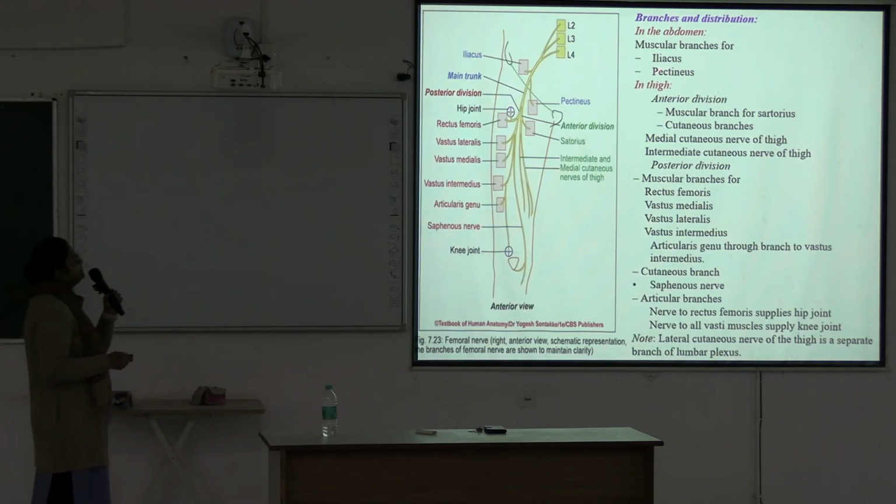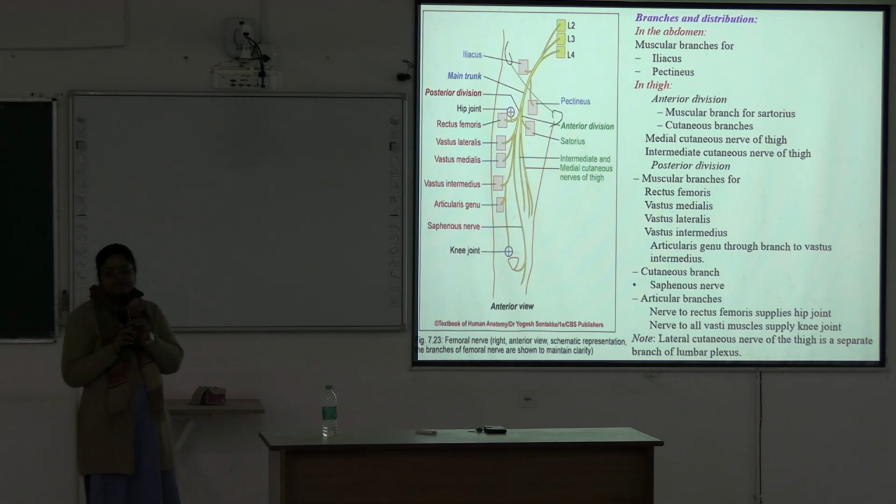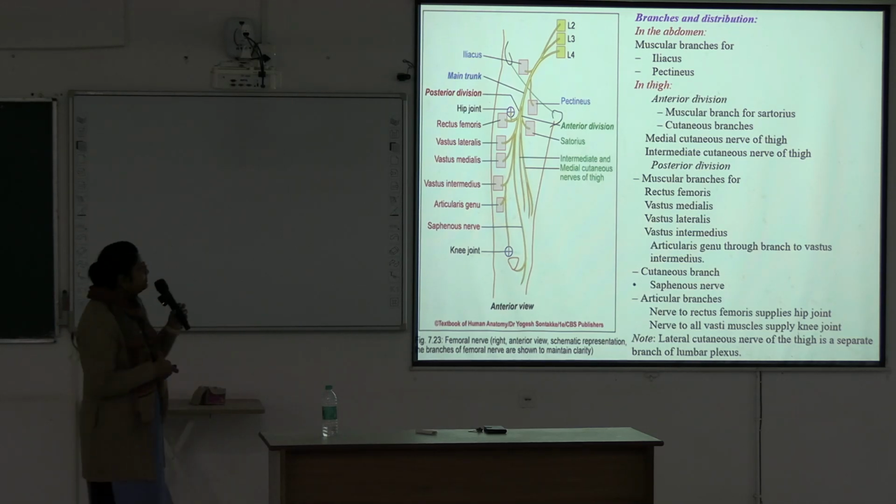In the abdomen, it gives muscular branches to the iliacus and pectineus. Okay, this is a schematic diagram. Femoral nerve can come as a long question, part of a long question. So we have to know the branches.